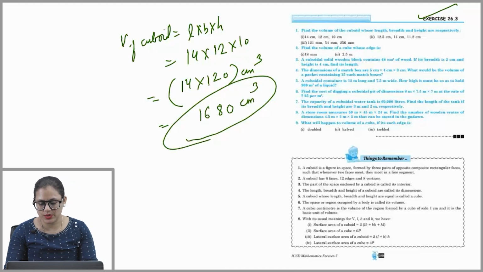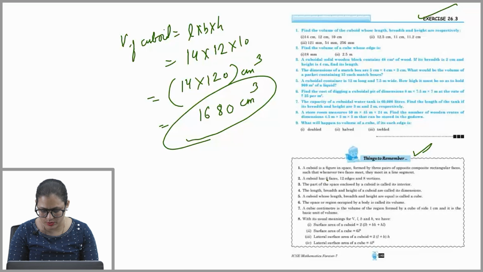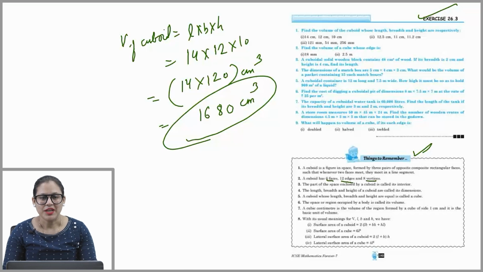Now, things to remember. 1. A cuboid is a figure in space formed by 3 pairs of opposite rectangular faces such that whenever 2 faces meet, they meet in a line segment. 2. A cuboid has 6 faces, 12 edges and 8 vertices. 3. The part of the space enclosed by a cuboid is called its interior. 4. The length, breadth and height of a cuboid are called its dimensions. 5. A cuboid whose length, breadth and height are equal is called a cube.